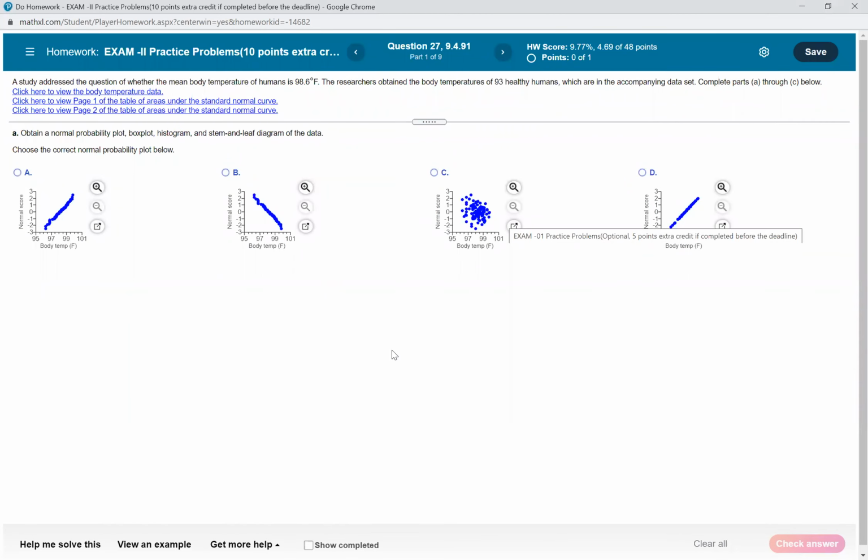So this problem addresses the question of whether the mean body temperature of humans is 98.6 degrees Fahrenheit. The researcher obtained the body temperatures of 93 healthy humans. So the sample size is 93, which are in the accompanying data set. So we have the data set here.